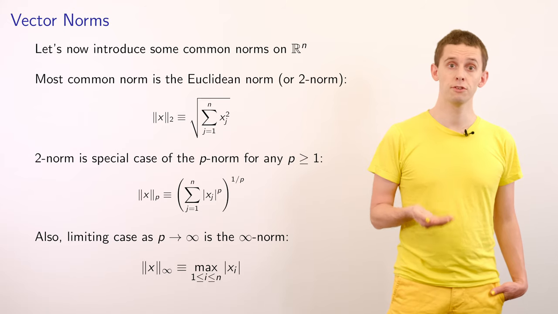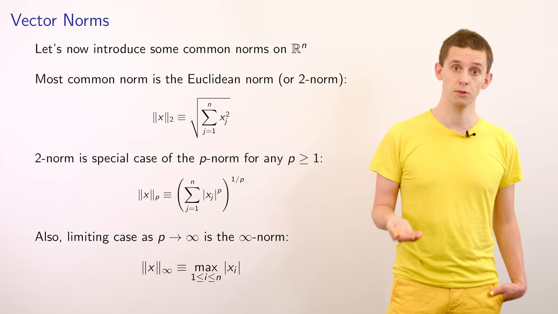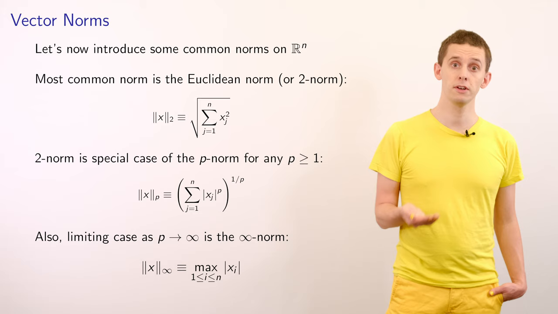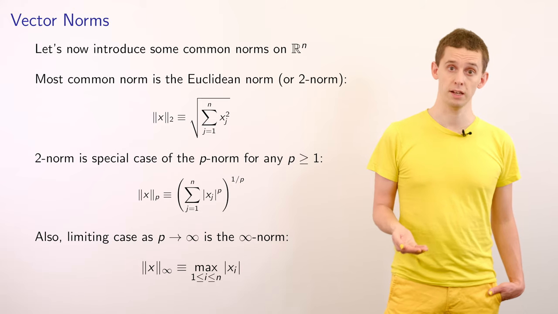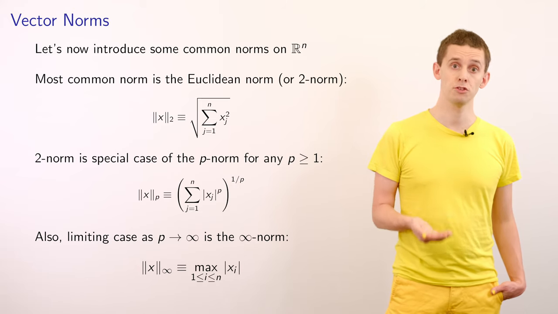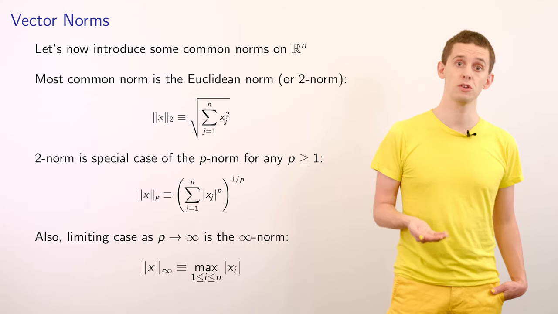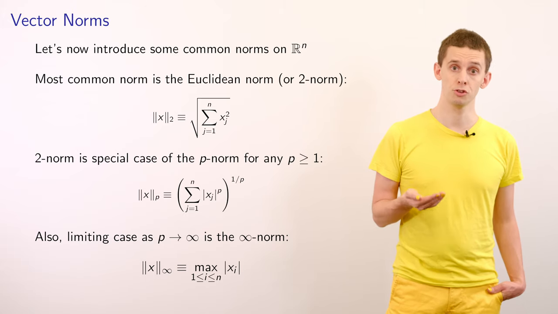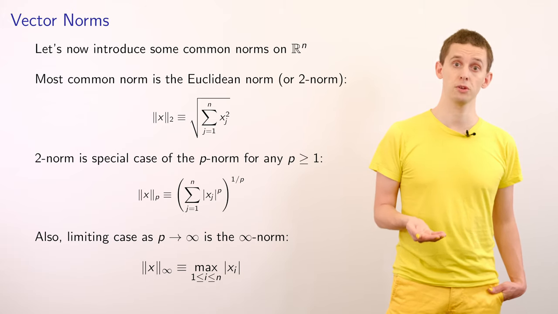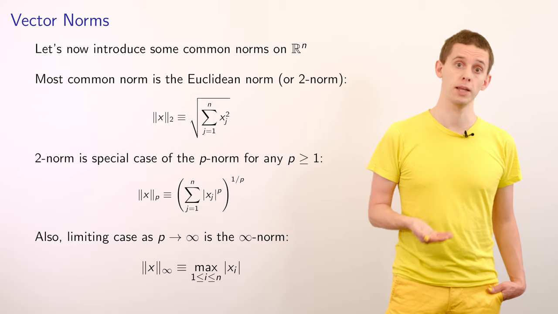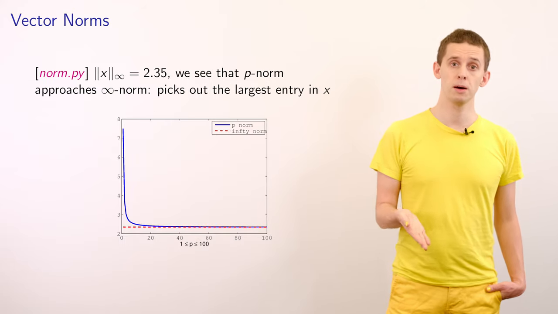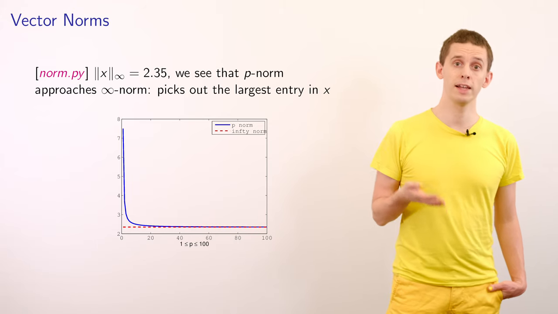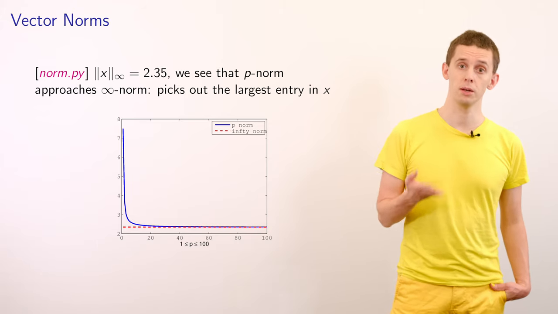There, for a function defined on a continuous interval, we define the infinity norm in terms of the maximum magnitude of that function evaluated over any point in that interval. And we see that these two definitions are in close agreement with each other. Just that here we're talking about the finite dimensional case, and for a function we're talking about the infinite dimensional case. Let's now look at a small Python example, norm.py, that can evaluate some different norms in Python.